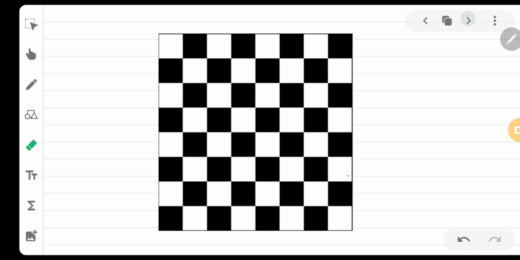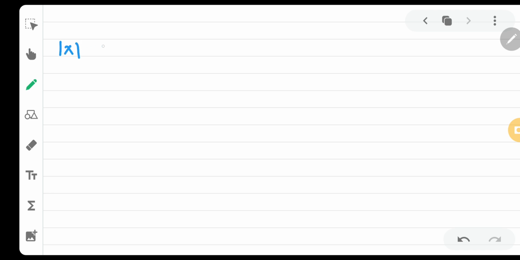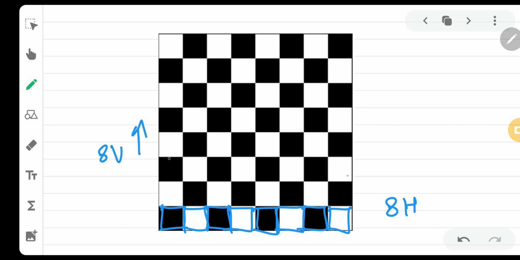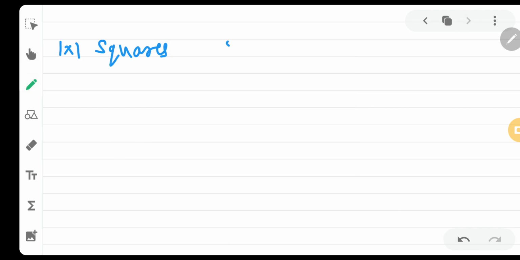First of all, let me write it down that I want to find out 1x1 squares. 1x1 means 1 unit square. If you consider 1 unit, something like this, 1, 2, 3, 4, 5, 6, 7, 8, you will see 8 horizontal squares are there. Similarly, there will be 8 vertical squares, as you can see over here. So total how many squares would be there? 8 horizontal, 8 vertical, so this will be multiplied, right? And you will have 8 into 8, which is 64 possible squares. So I will write down 8 square because I have something in my mind.